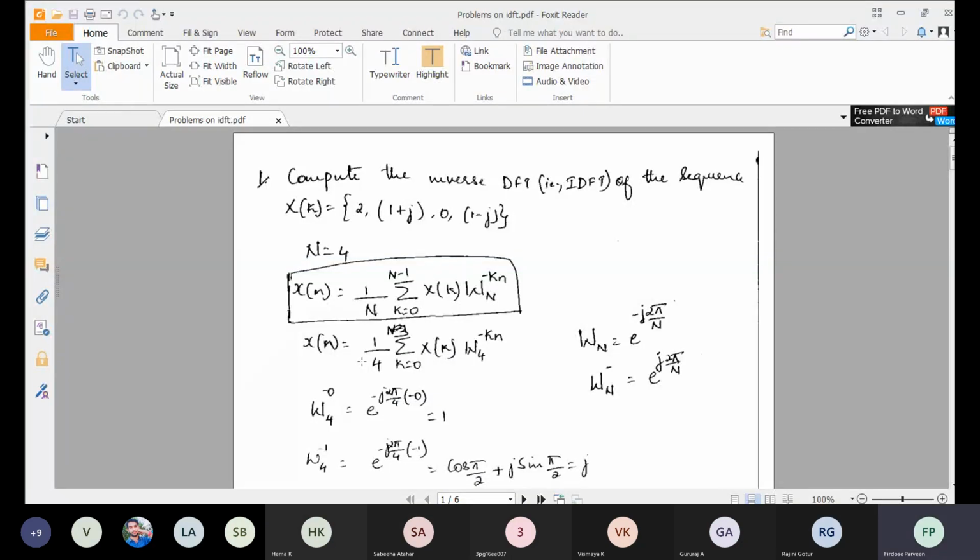The inverse DFT. You are able to see? Yes, ma'am.